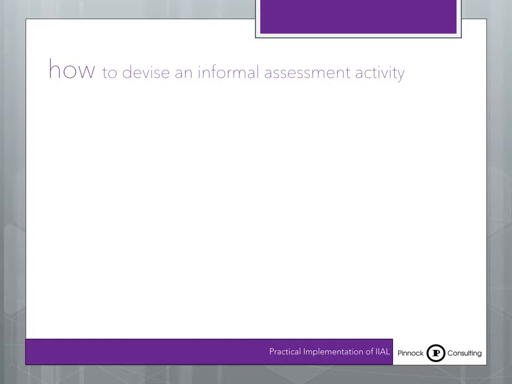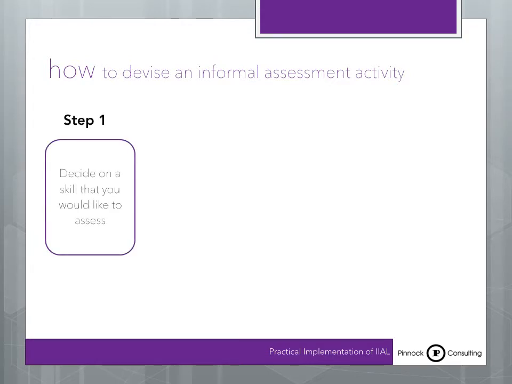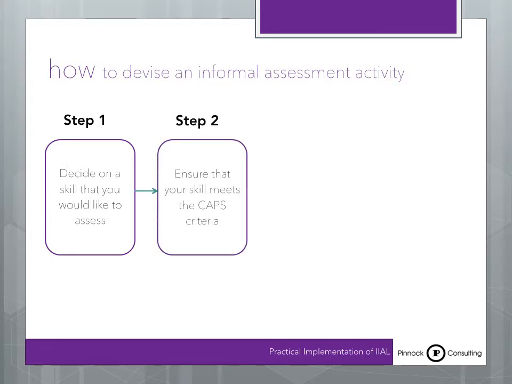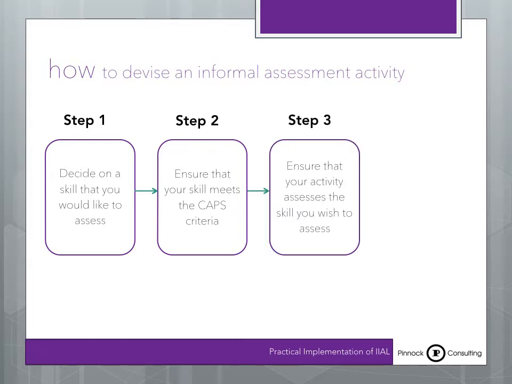Now we're going to quickly look at how you devise an informal assessment activity. The first step is you need to decide on a skill that you would like to assess. Secondly, you need to ensure that your skill meets the CAPS criteria. You need to go back to your CAPS document and ensure that the skill that you would like to assess meets the CAPS criteria, and it's a necessary skill.